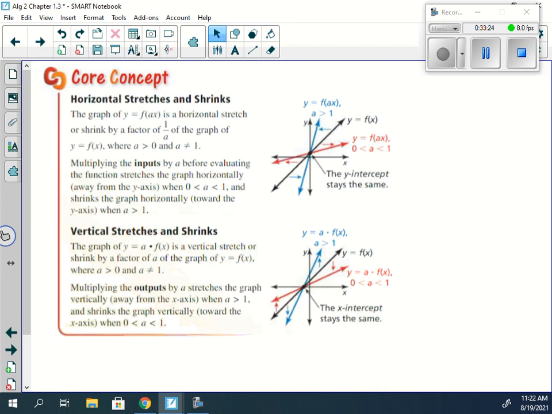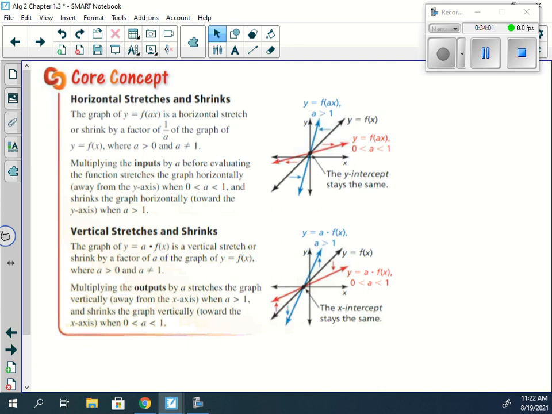Now this here is the last type of transformation we're going to look at, stretch and shrink. Now I personally don't focus too much on horizontal stretch and shrink because it is a little bit confusing on how it works. The graph of y equals f of a times x is a horizontal stretch or shrink by a factor of 1 over a. So whatever they say the stretch or shrink is, we have to put it as 1 over a. We have to take its reciprocal.